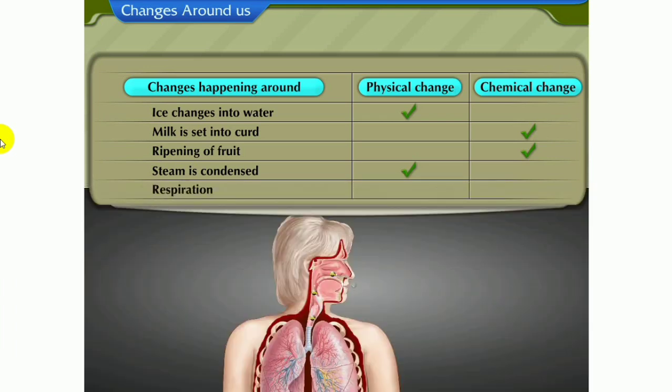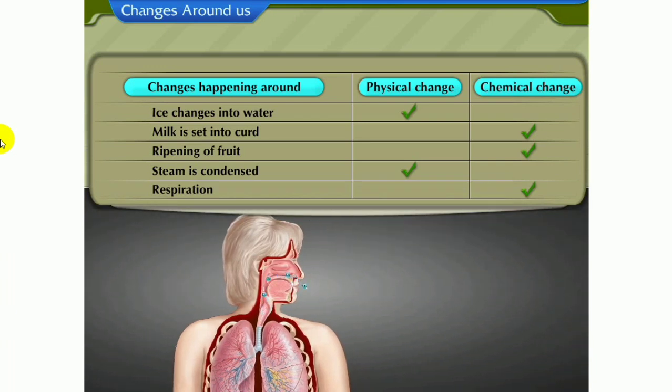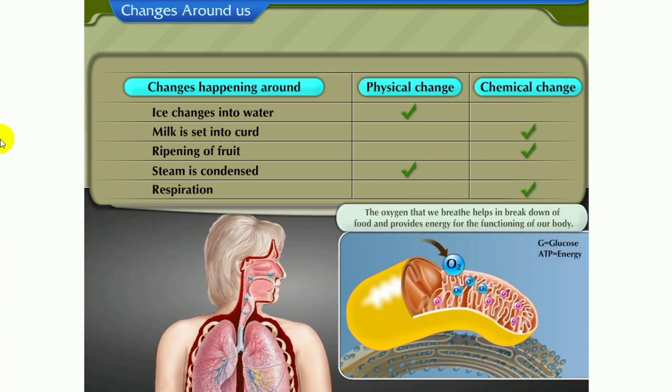Your respiration. It is a chemical change. Respiration is a process that takes place inside living things while living things breathe air in and out. During respiration, the oxygen that we breathe helps in breakdown of food and provides energy for the functioning of our body.